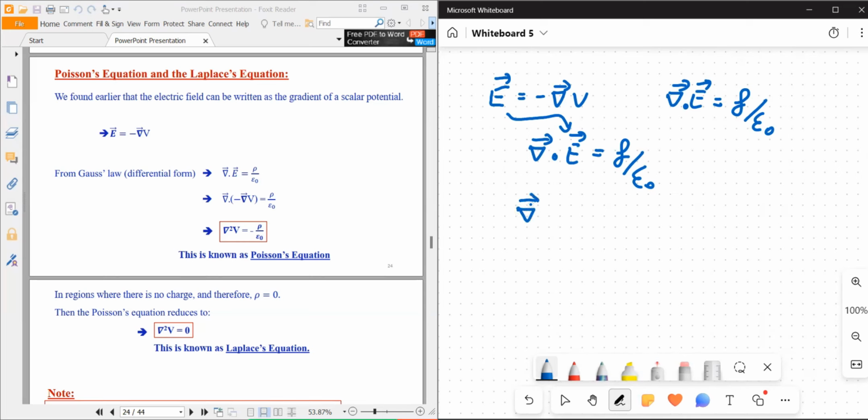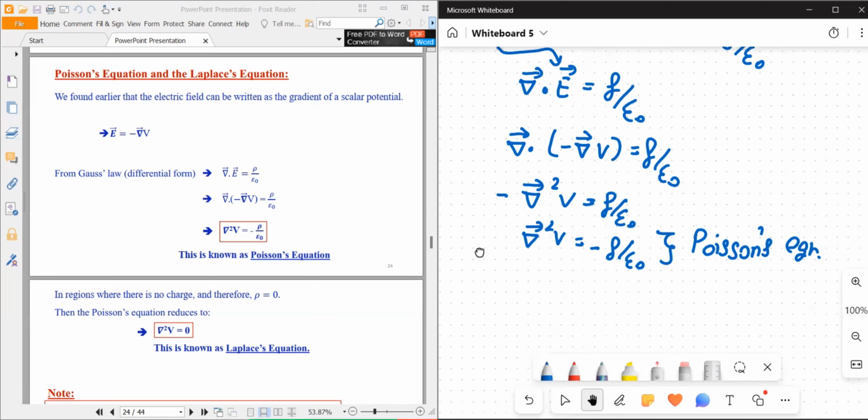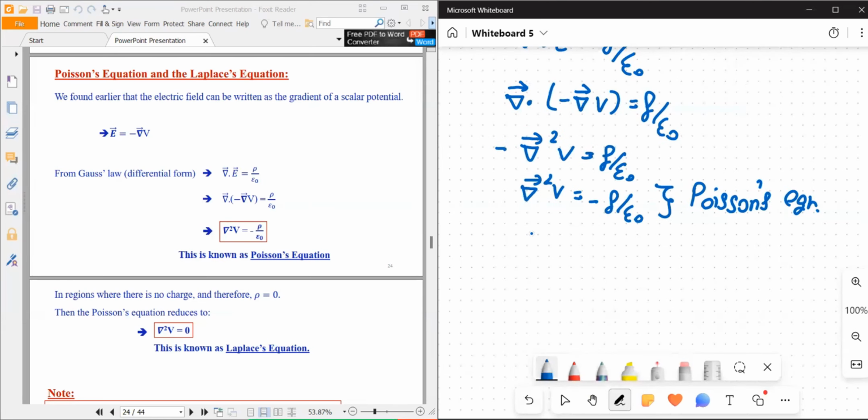Then we have del dot minus del V is equal to rho over epsilon naught. Then minus del squared V is equal to rho over epsilon naught. Then del squared V is equal to minus rho over epsilon naught. So this is Poisson's equation. If we look into the variables we have in this equation, we have the electric potential and the charge density over the permittivity of the space.